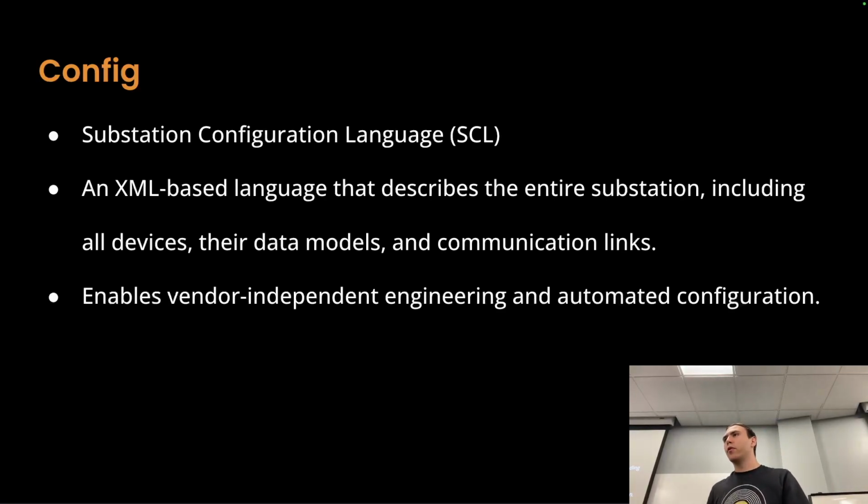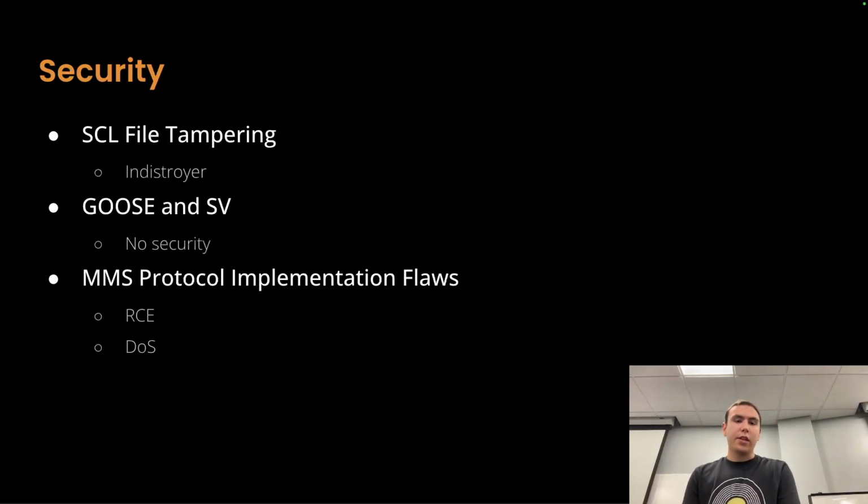Just like with PROFINET, that's one thing that's really important for a lot of these industries, making sure they don't get locked into a vendor, because that increases their expenses by just an insane amount. And then security-wise, there has been some stuff with SCL file tampering. One of them is called Industroyer, which is an ICS protocol toolkit that went after a lot of these protocols with reconnaissance and stuff. So that's with the SCL file tampering.